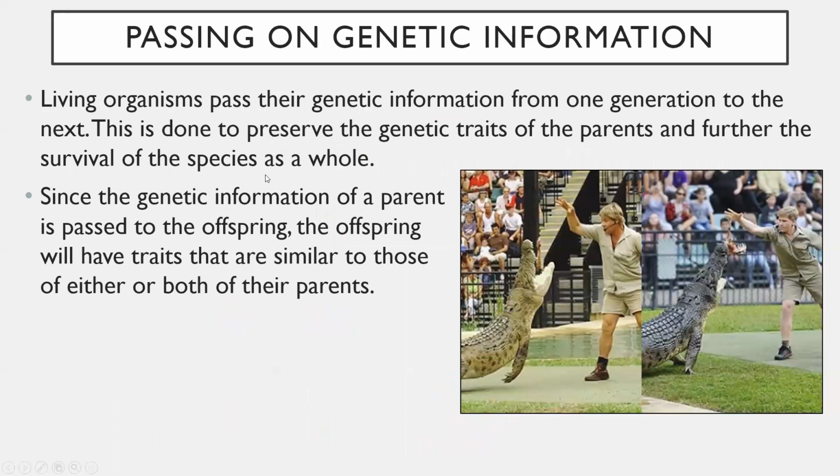Anyway, so for today's topic, passing on genetic information. Living organisms pass their genetic information from one generation to the next. This is done to preserve the genetic traits of the parents and further the survival of the species as a whole. Not a big surprise there. Organisms have children so that the organism species can continue to live. Now, since the genetic information of a parent is passed to the offspring, they will have traits that are similar to those of either or both of their parents. Also not a big surprise here.